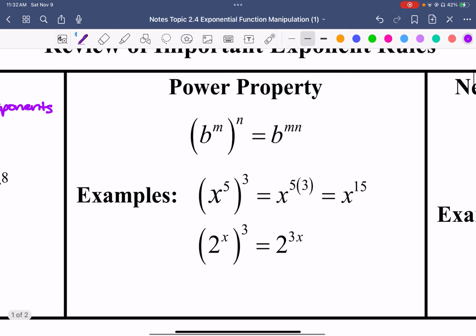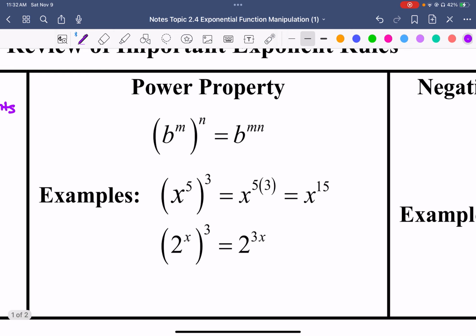Okay. Next, we have the power property. This is when you have a power raised to another power. Okay, so notice we have b already to the power of m and then again to the power of n. So this is when you have a power raised to another power. And when that happens, all you're going to do is multiply the exponents.